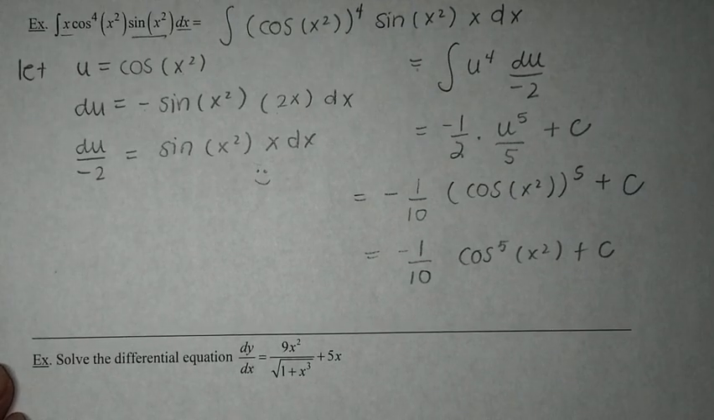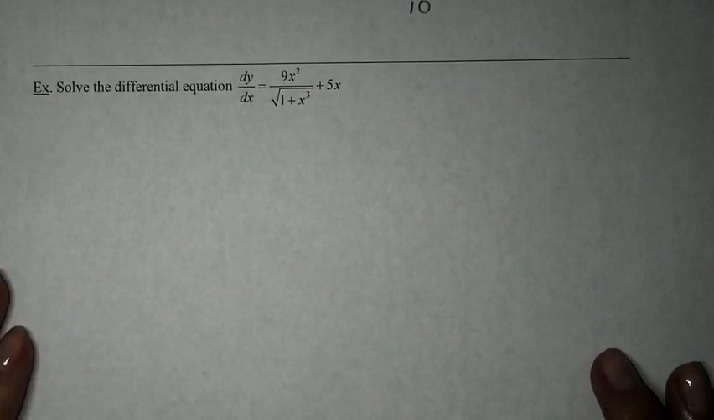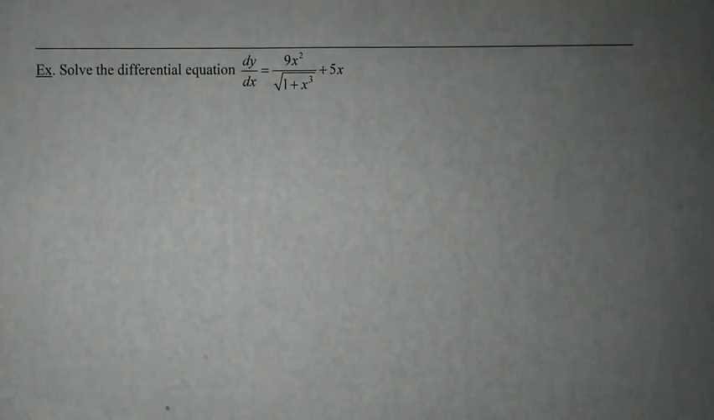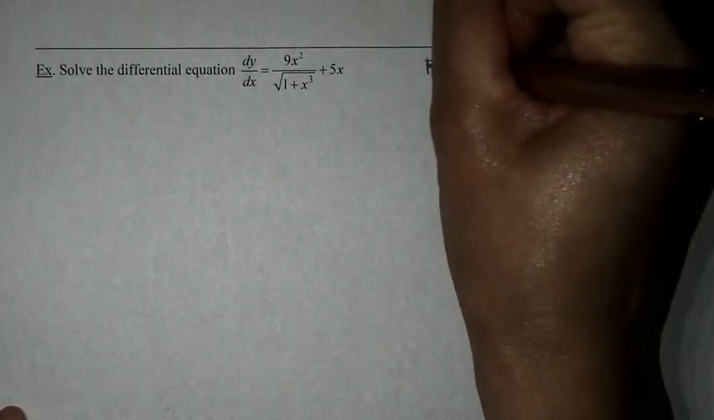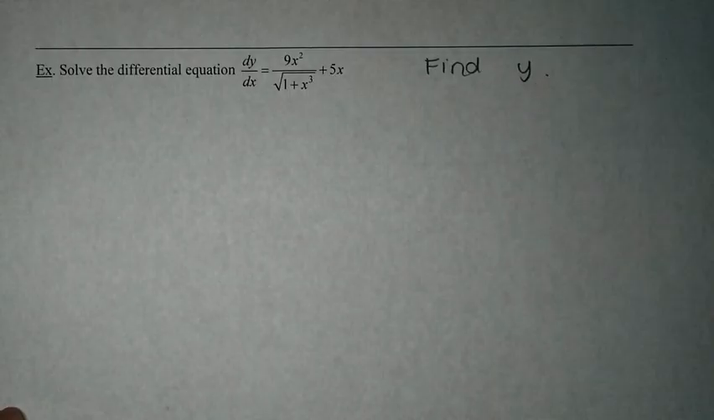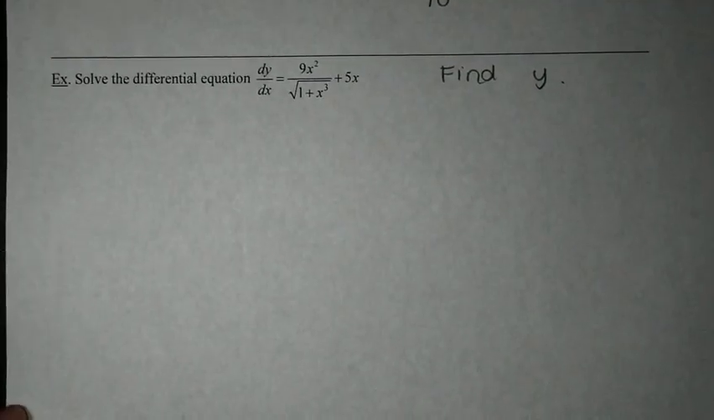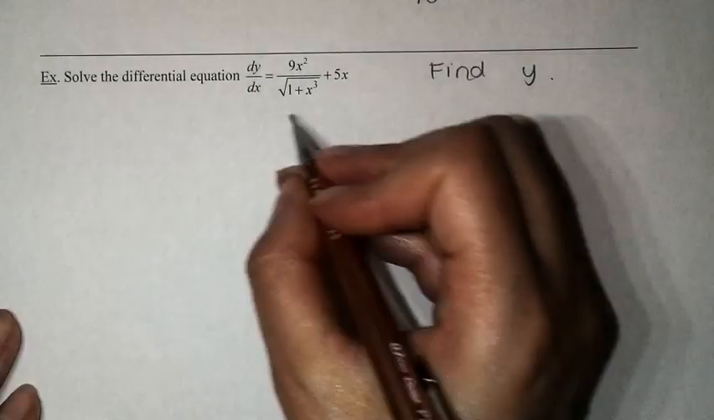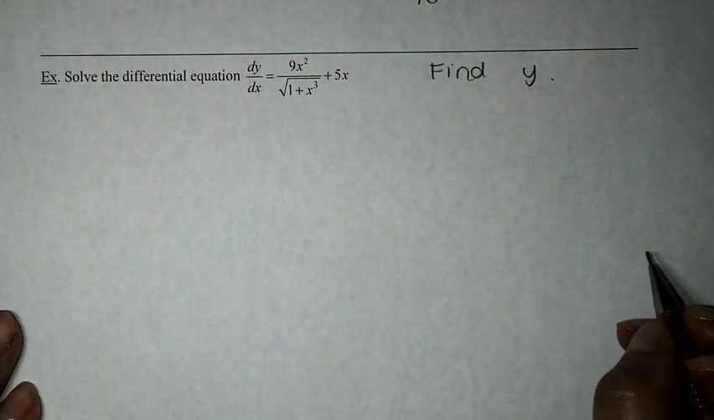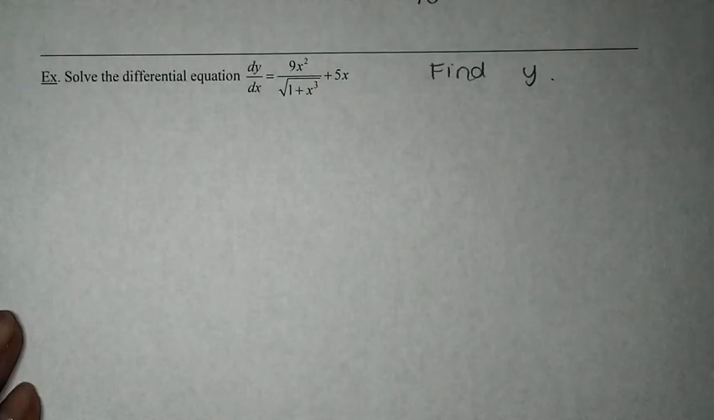So let's move on to another type of question here. Here I'm asking to solve the differential equation dy dx is equal to 9x squared divided by the square root of 1 plus x to the power of 3, plus 5x. And you're going to tell me, I forgot what it is to solve a differential equation. Well, they are telling you, hey, I want you to find my original equation, in this case y, or f of x, whatever you want to call it. Here, I'm not giving you an initial condition, so the best thing that you can get is something plus c, whatever.